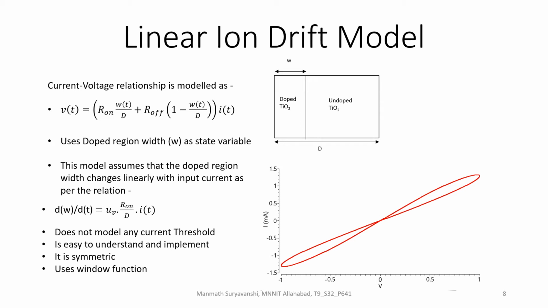Hence, W acts as a state variable, which decides the net resistance of the memristor. This is a very simplistic approach towards the working of the memristor. In the voltage current equation, we observe the terms R off and R on. These are resistance values when the doped region width is at 0 and D respectively.